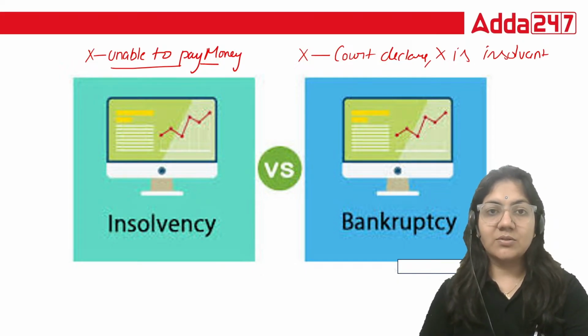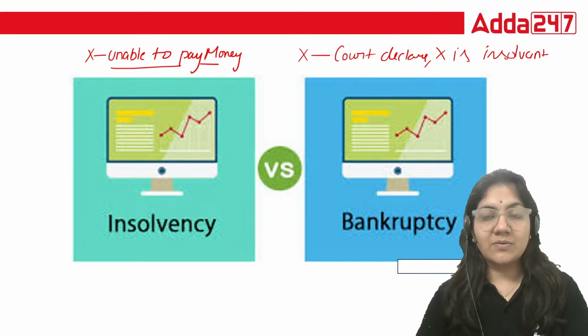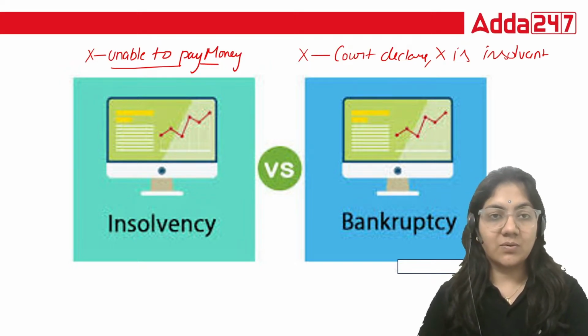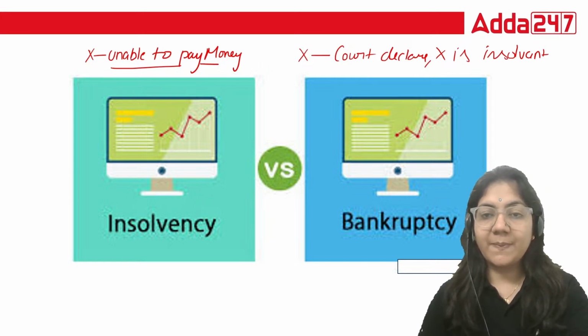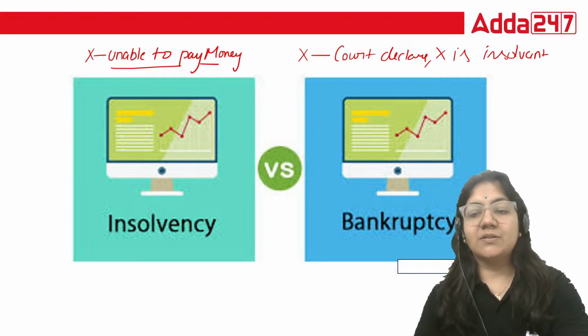So insolvency, the person is not able to pay the money. There is an exact amount right now. If it is above 1 crore, then the person is called insolvent, and when the court declares it, it is called bankruptcy. So this is the basic difference between insolvency and the term bankruptcy.